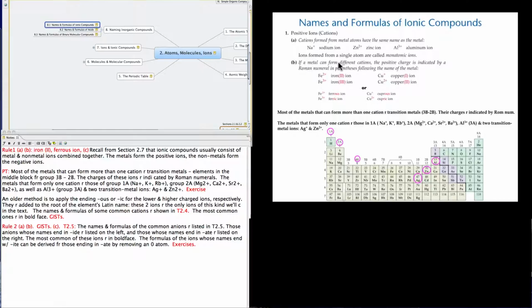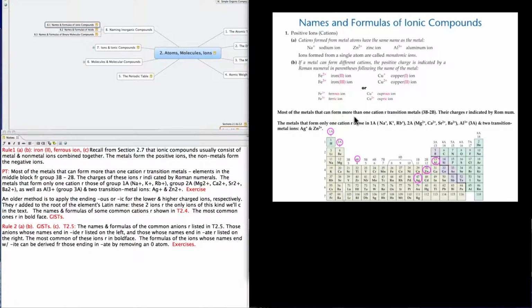If a metal can form different cations, then the positive charge is indicated by a Roman numeral in parentheses following the name of the metal. For example, iron can form two different cations. One has a 2+ charge and the other has a 3+ charge. So you indicate the charge by a Roman numeral following the metal. The same goes for copper. Copper can form copper ions with 1+ charge or copper ions with 2+ charge.